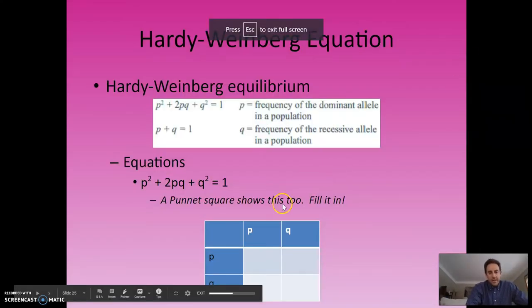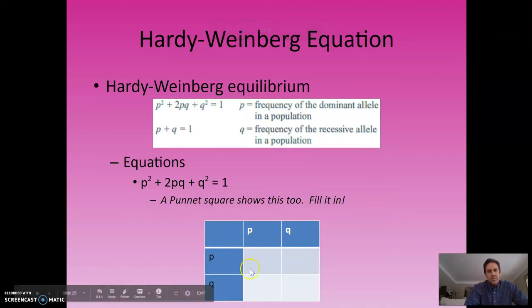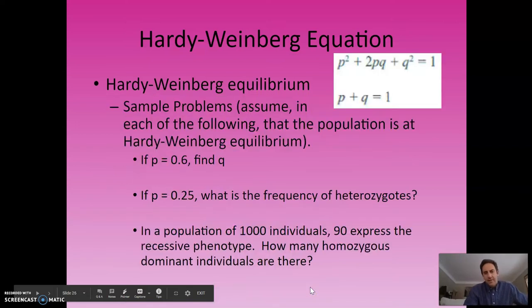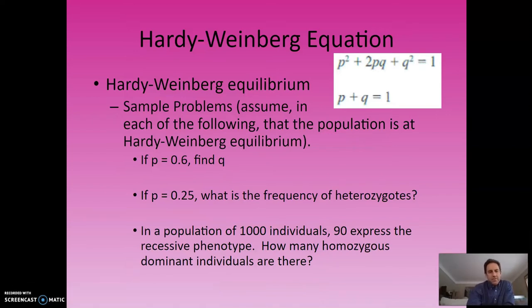And you can even do a Punnett square kind of deal. So if you have the two heterozygotes, PQ cross PQ, you get P squared, PQ and PQ, and another PQ and then Q squared. So anyway, that's where they come from. So let's use these equations to try and solve some problems.